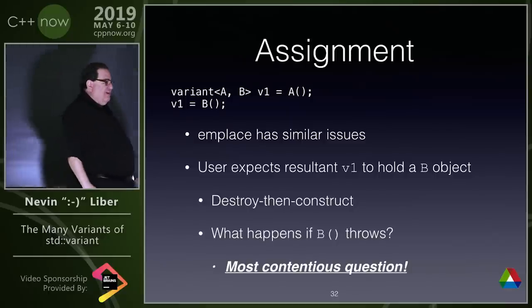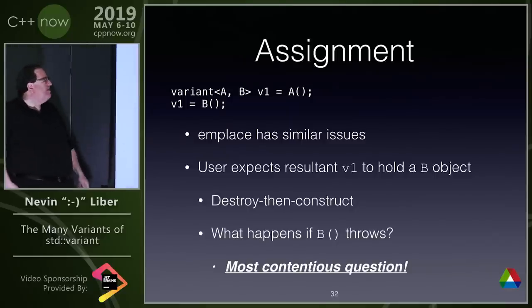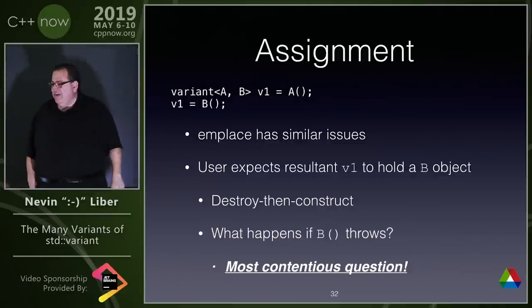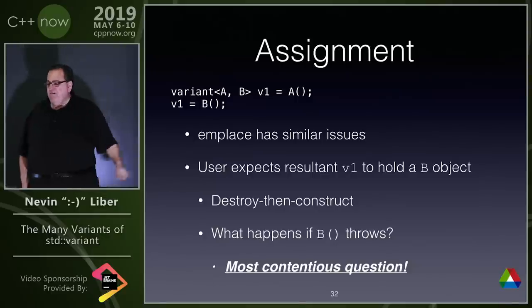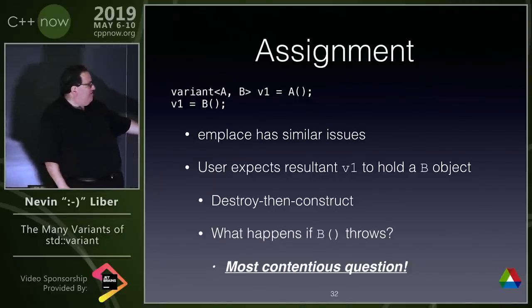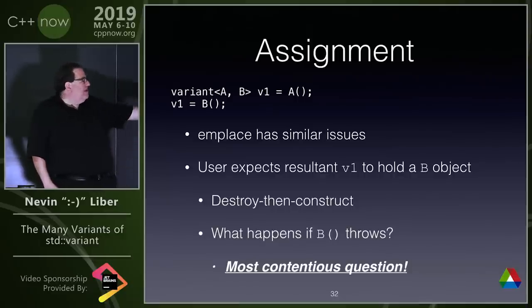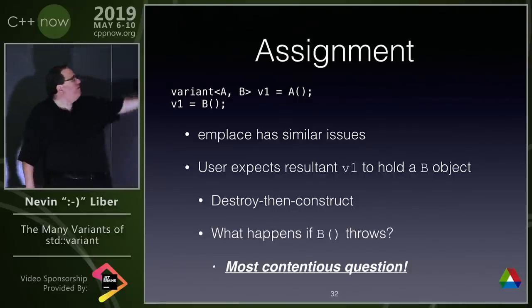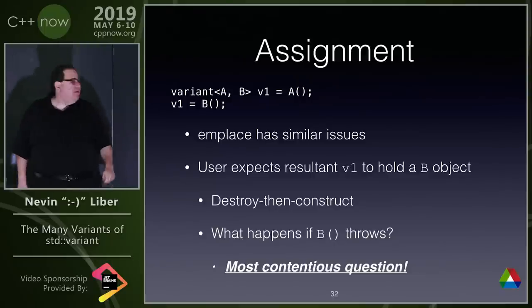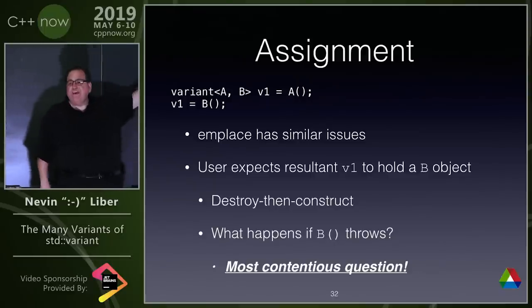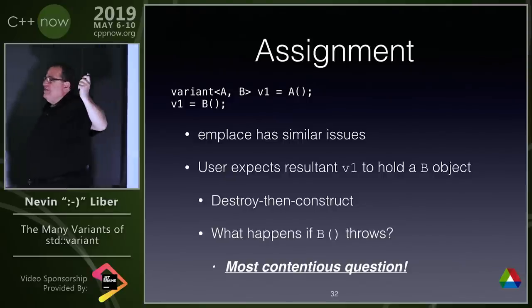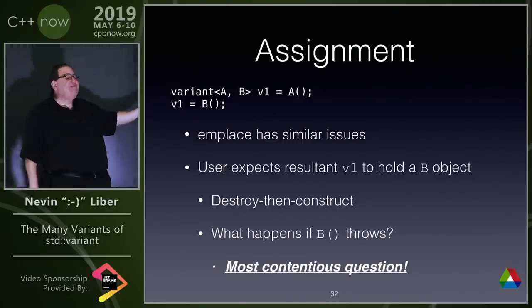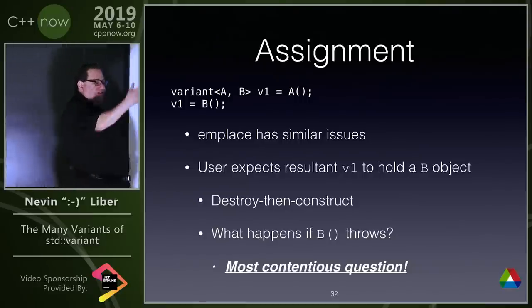But the more interesting case is when you're changing the type it holds, and it poses similar issues. After you do this, even if an exception is thrown, you actually expect V1 to hold something. But if you're not double buffering, then you have to first destroy what it holds and then construct something new. And if that construction throws, what state do you leave variant in? It turned out this is the fundamental question for how you define your variant. David?